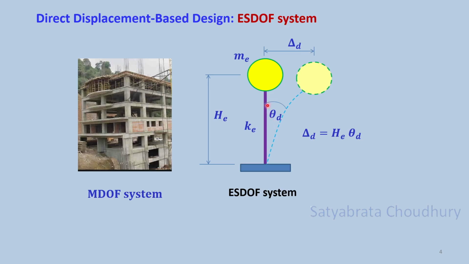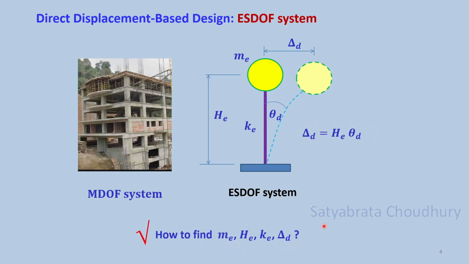So if your design drift is given as theta d, then the movement it is suffering linearly at the top is delta d, the design displacement. This is also called target displacement. So the relationship is very simple: delta d equals HE into theta d. If I can find out the effective height, then I can find out the design displacement.